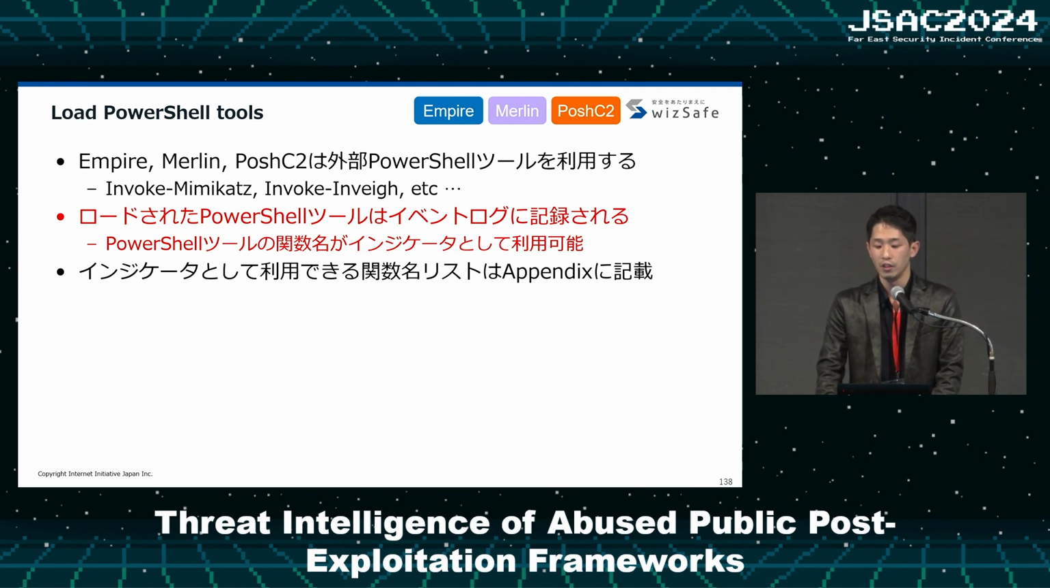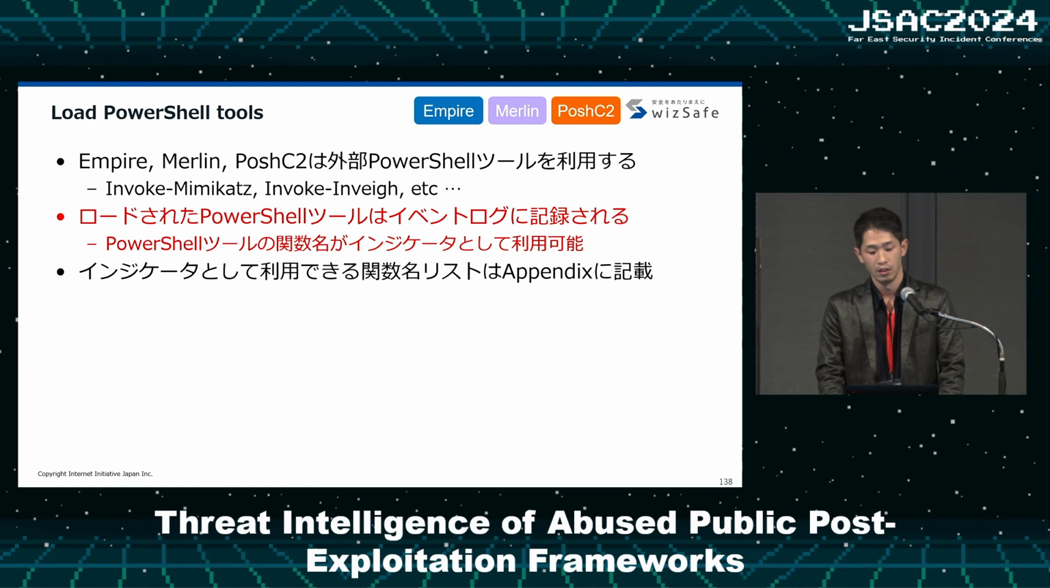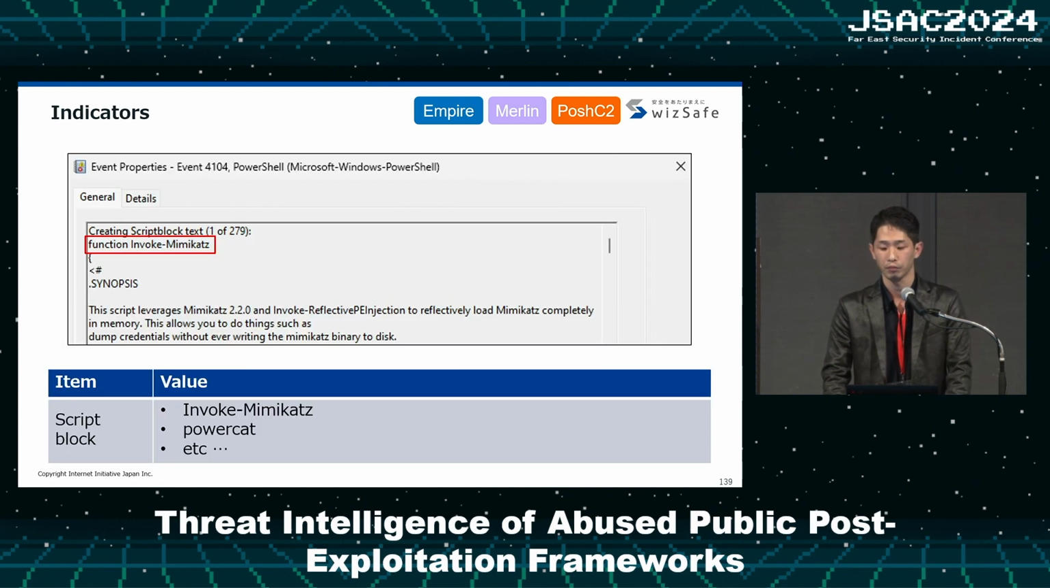So let's look at the load PowerShell tools. Mali Empire Post2 can use external PowerShell tools, like Invoke-Mimikatz, as a module, so it's loaded once. When it's loaded, the tool source code itself can be recorded in the event log, so the functions defined in the tool can be used as an indicator. There are many functions. We have a list as an appendix.